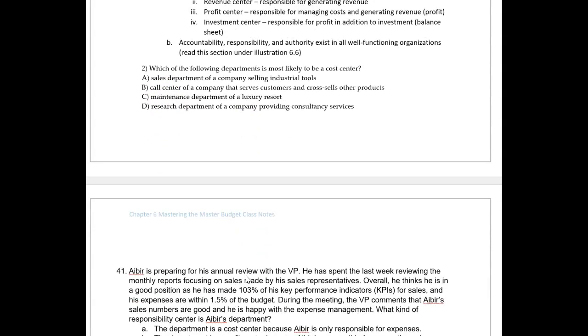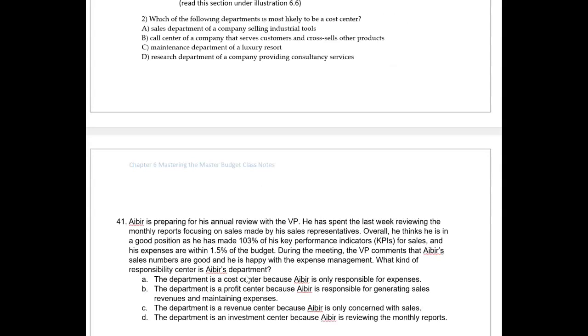I think one more, and then we'll start with budgeting. So Beer is preparing for his annual review with the Vice President. He spent the last week reviewing the monthly reports, focusing on sales made by his representatives. Overall, he thinks he's in a good position. He made 103% of his KPIs for sales, and expenses are within 1.5% of budget. During the meeting, the VP comments that Beer's sales numbers are good and he's happy with the expense management. So what kind of responsibility center is this department?